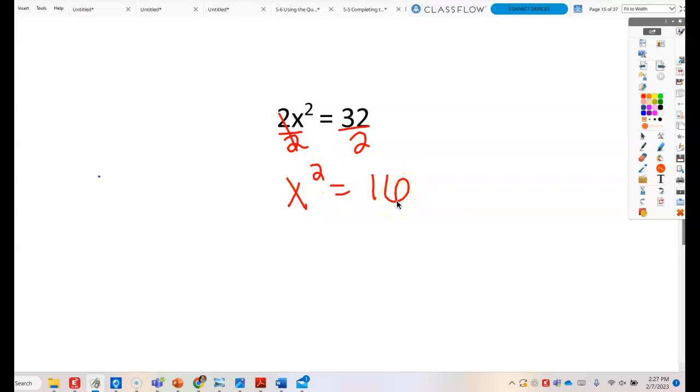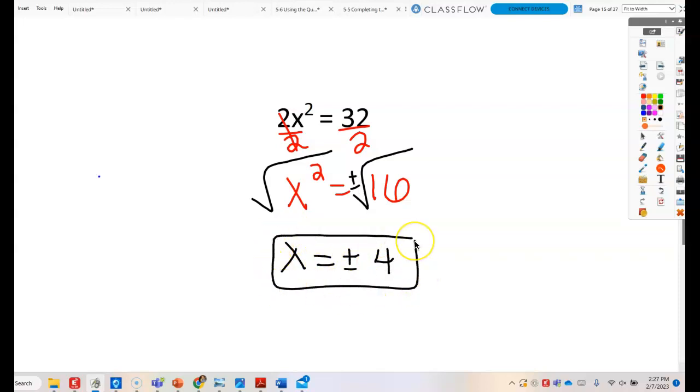How do you get rid of something squared? Take the square root. When you take the square root, it becomes plus or minus. So you get x equals plus or minus, and 16 is a perfect square, so we get 4.